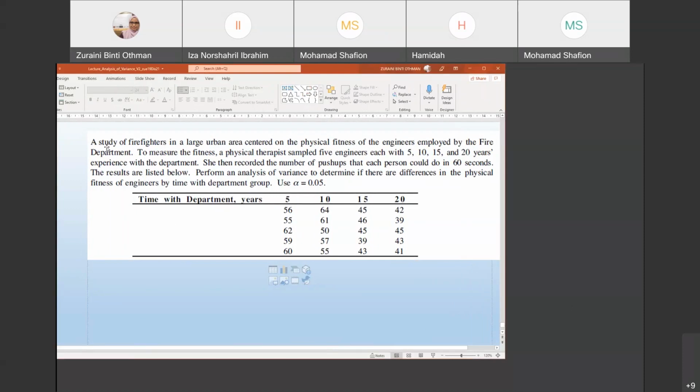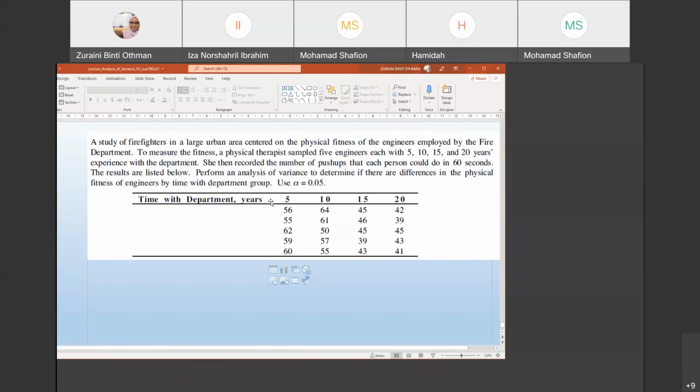Okay. There is a study of firefighters in a large urban area centered on the physical fitness of engineers employed by the fire department. To measure the physical fitness, a sample of 5 engineers, each with 5, 10, 15 and 20 years of experience in the department, is taken. Okay, these are the different experience levels that they have. Then they record the push-ups of each person in 60 seconds. Okay, in 60 seconds, the results are listed below.